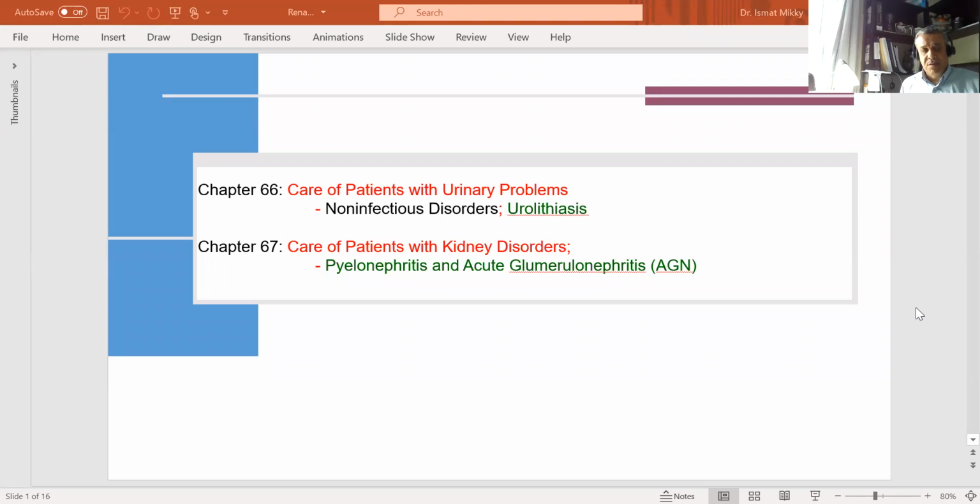Non-infectious diseases, urolithiasis. Lithiasis means stones. So urolithiasis means stones either in the kidneys, ureter, or the bladder. So that's stones in the renal system. And then the second chapter, care of patients with kidney disorders, we focus on urinary tract infections, UTI, pyelonephritis, and AGN, acute glomerulonephritis.